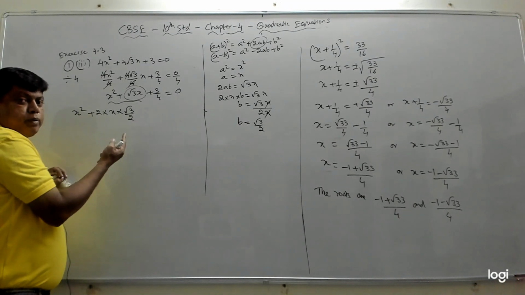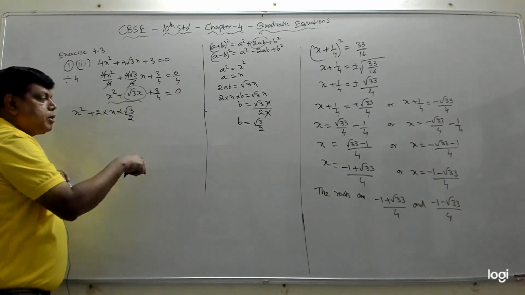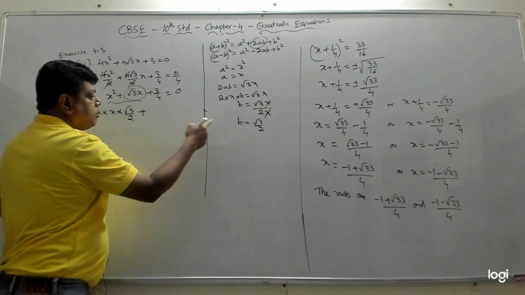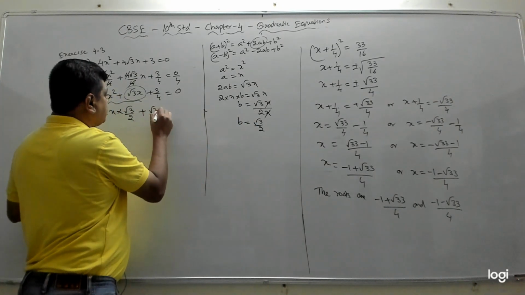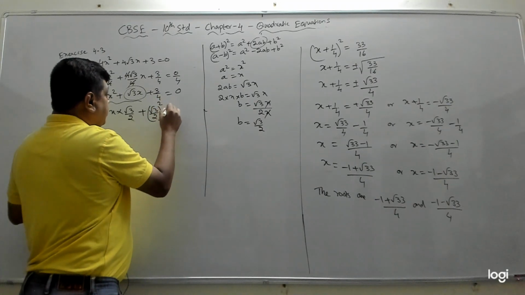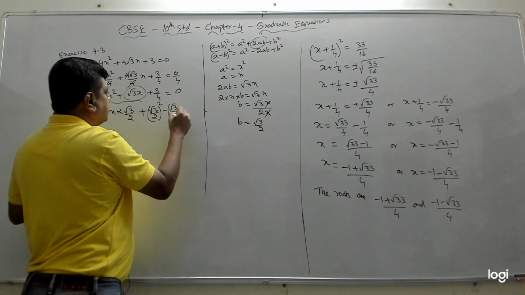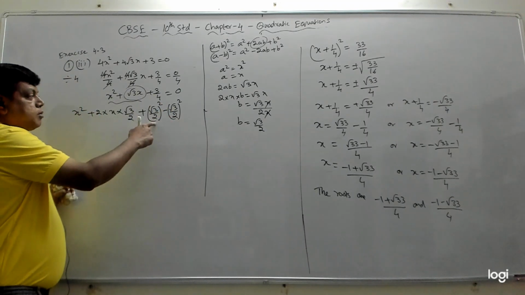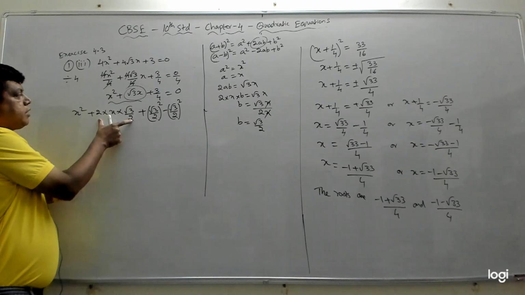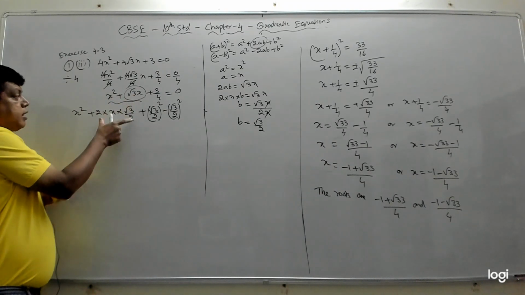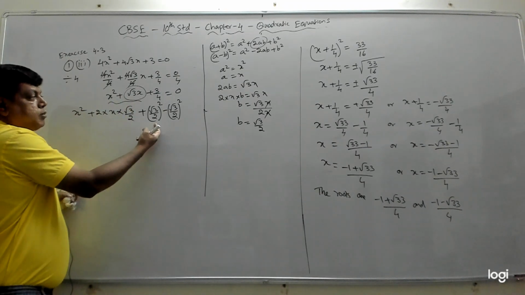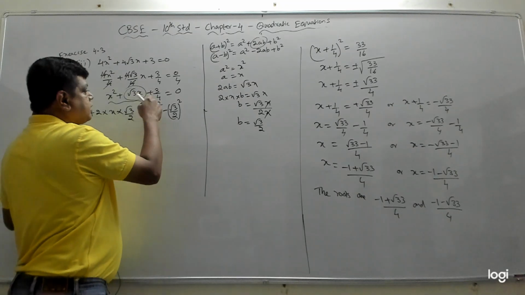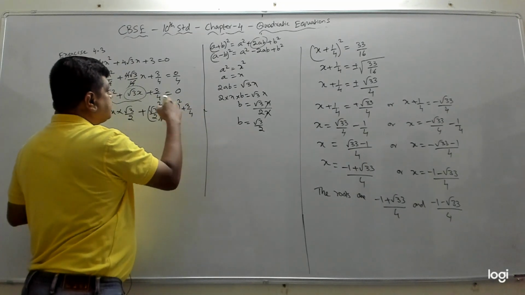I have got a square plus 2ab, I need plus b square. It is not there, which means I should add b square and immediately subtract b square. So add b square, b is root 3 by 2, so root 3 by 2 the whole square, minus root 3 by 2 the whole square. I am adding the b square and subtracting the b square immediately, because this term is not there. This term is there, we have rewritten. But here we are adding something, then you should subtract the same thing. Then plus 3 by 4, equal to 0.